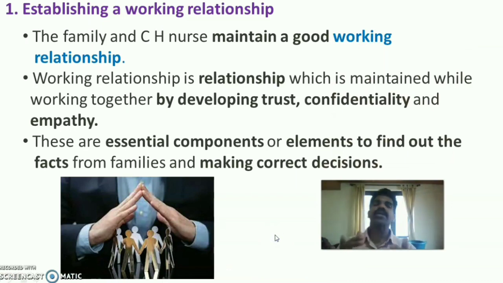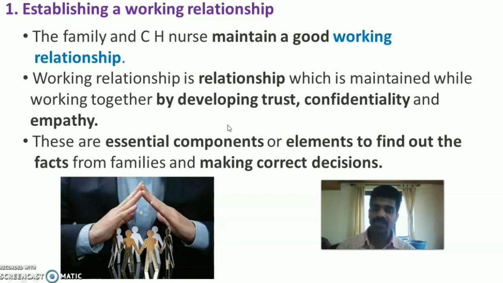The family and community health nurse should maintain a good working relationship to complete the family nursing process. The family and the community health nurse has to maintain a good working relationship, good communication, good interaction and good interpersonal relationship. Then what is working relationship? Working relationship is a relationship which is maintained while working together by developing the trust, confidence and empathy.